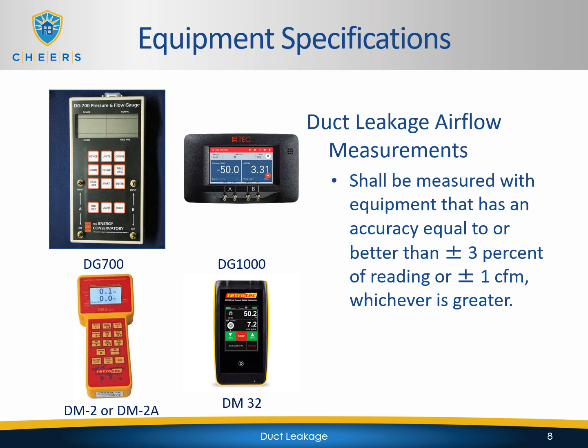There are 4 different manometers in the industry that you'll see out in the field. The top 2 are made by the Energy Conservatory of Minneapolis. The bottom 2 are made by Retrotec. The DG700 is the main manometer used by the Energy Conservatory. The DG3 is the predecessor of the DG700. It's an older model, but nonetheless is still usable. The DM2 or DM2A is the older model of the Retrotec, and the DM32 is the newest Retrotec gauge, which uses a full touchscreen interface and digital reader.